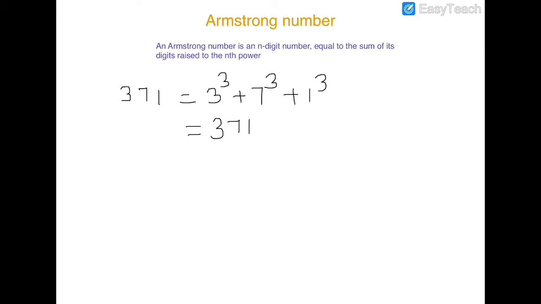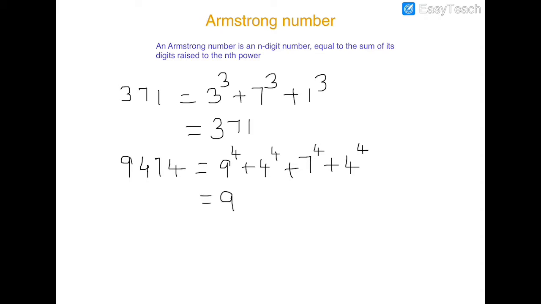Let me explain another example. 9474. This number has 4 digits, so each of the digits has to be raised to the power 4 and then added. So it becomes 9 power 4 plus 4 power 4 plus 7 power 4 plus 4 power 4. If you solve it and add, again you will get the same answer, 9474. Such numbers are known as Armstrong numbers.